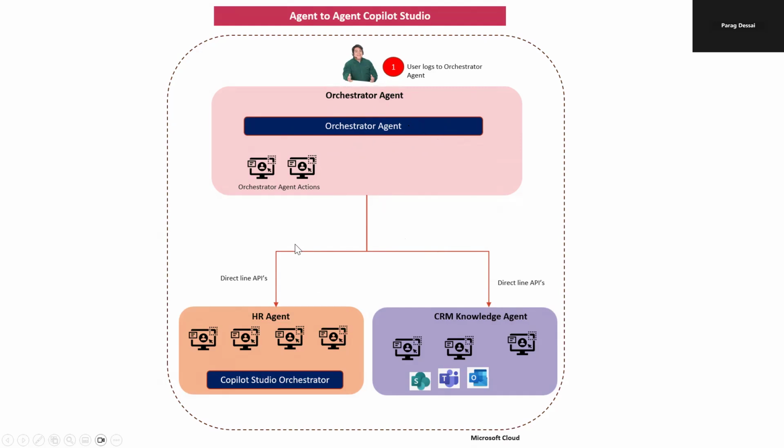And then it talks to child agents using Directline APIs. So once the intent is understood, it's going to call the Directline API and pass in the token for the child agent. Depending on what agent it needs to invoke, it will establish the connection with the right child agent and then pass that question to the child agent.